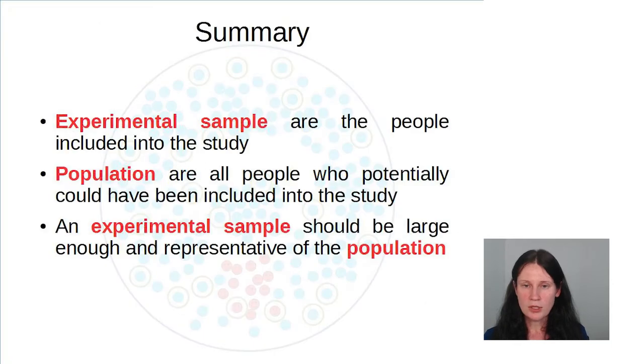So just to conclude, we were talking in this video about two new terms: experimental sample, meaning the people who are included in the study or who will be included in the study, and experimental population, which is all people who could potentially be included in your study. And the main point is that the experimental sample should be selected such that it is a good representation of the experimental population.